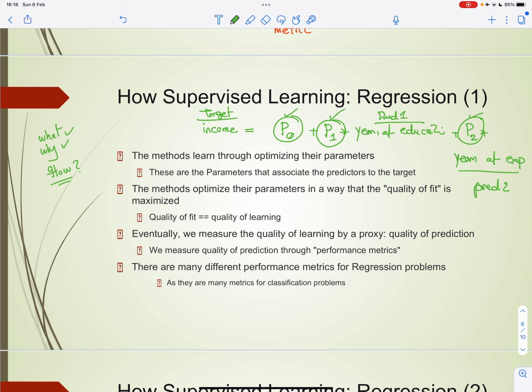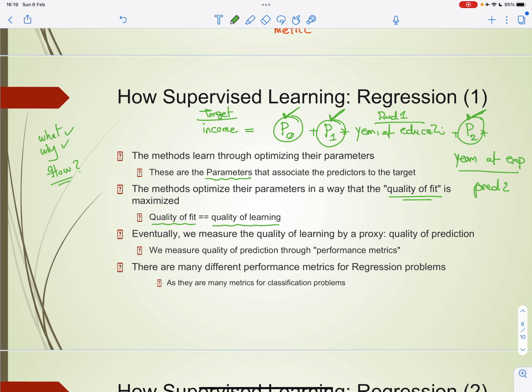So the methods optimize their parameters in a way that the quality of fit is maximized. We want to have the highest quality of fit. And quality of fit is an equivalent term to quality of learning. Okay, so the model learns through these parameters. How do the methods do so? This is not in the scope of our module, how these parameters get optimized. It's important just to know that they are optimized in a way that the quality of fit or quality of learning is maximized.